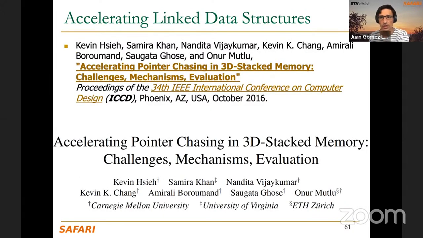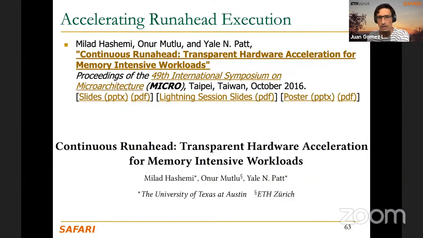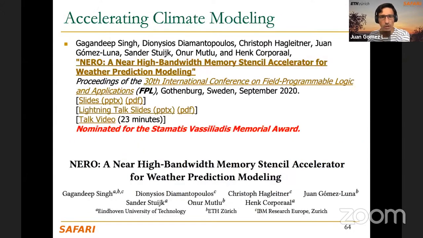And there are more use cases of simple functions being executed near memory. This is a proposal for accelerating pointer chasing using processing in memory, and also ways of accelerating cache misses, in this case with a memory controller that has certain near data processing capabilities. And it can predict cache misses and bring the data to the cache hierarchy even earlier. So it's also some sort of processing near memory, as you can see. And this is another similar proposal, the continuous runahead paper.